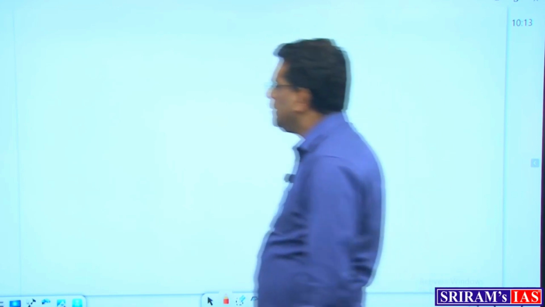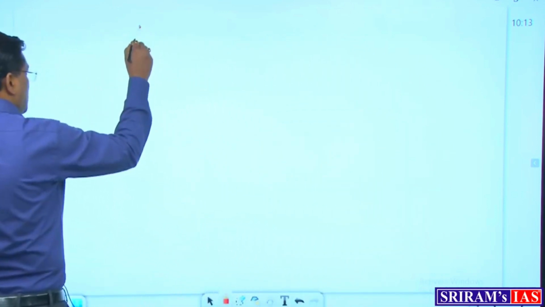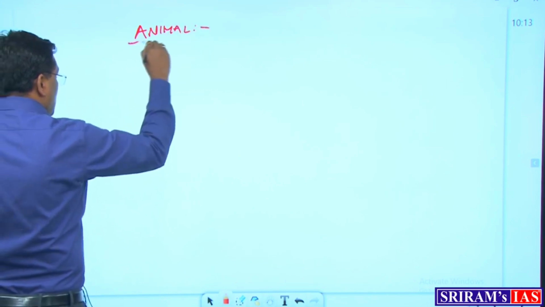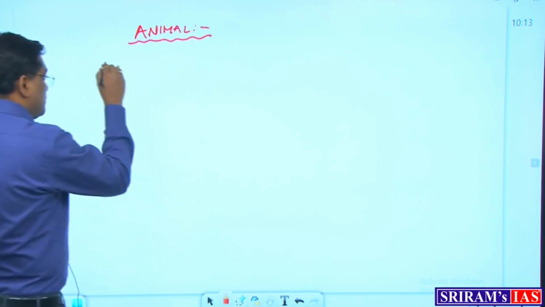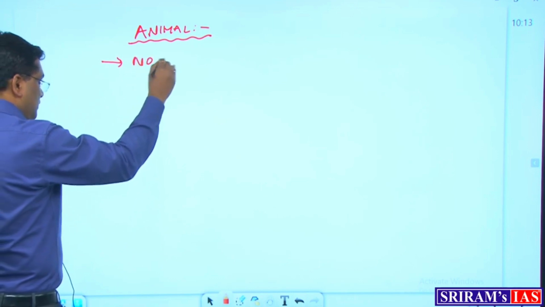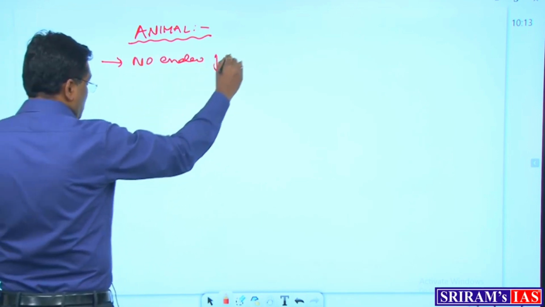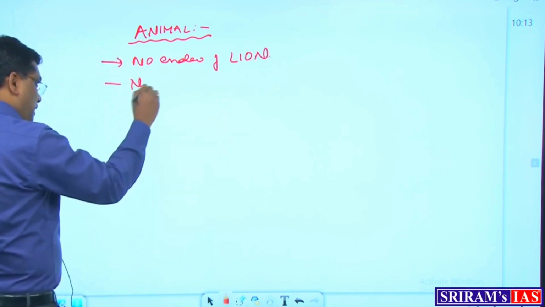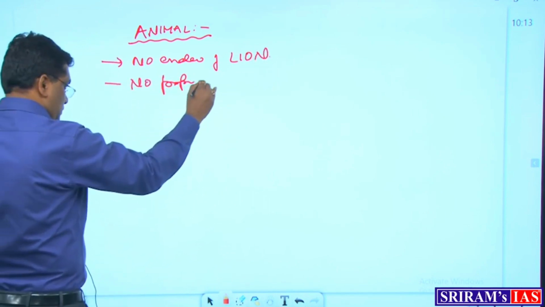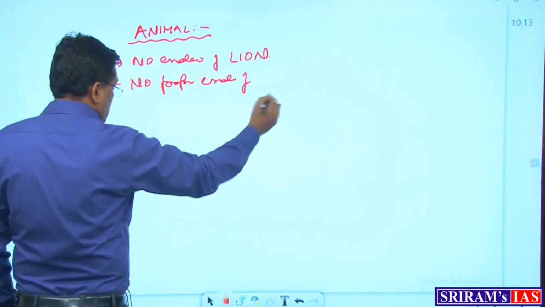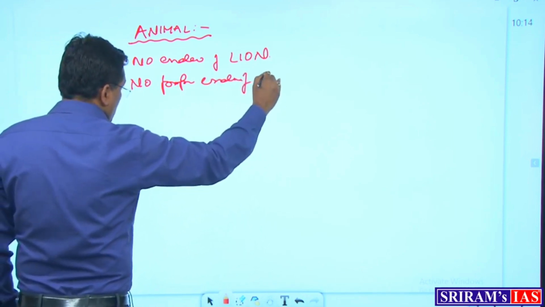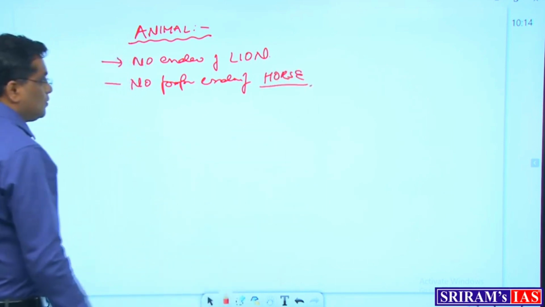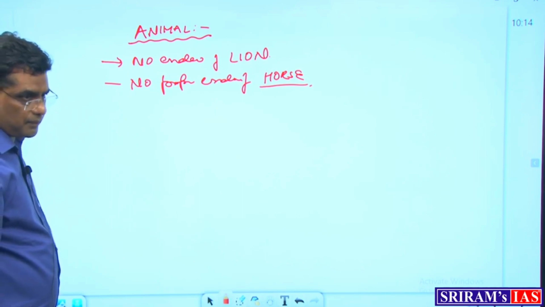Then regarding animals, in the Harappan civilization, they had almost exposure to all, but no evidence of lion. No proper evidence of horse.